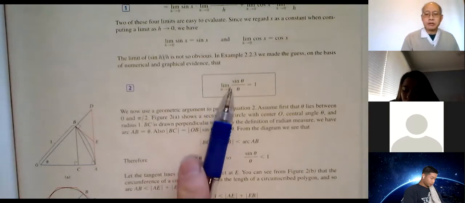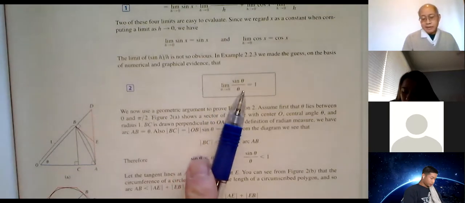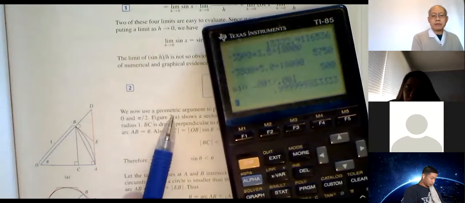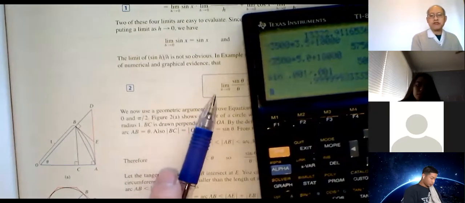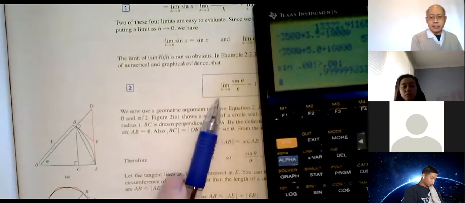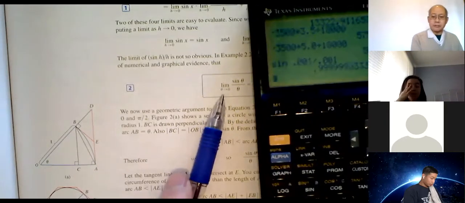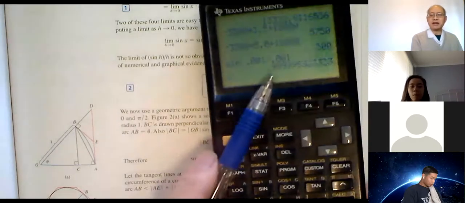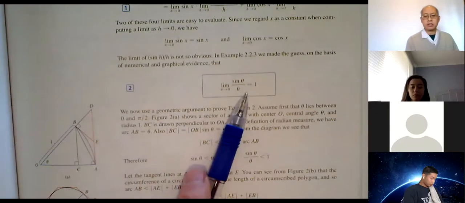Limit as theta approaches 0, sine theta over theta equals 1. You can memorize it. You can put it on your cheat sheet, or you can always do what I do here. Now, last time I taught this course, I made my class memorize it sort of, but I told them if you ever forget, you can easily just plug in 0.001 or negative 0.001, and you'll get 0.9999, right? So the limit turns out to be 1.